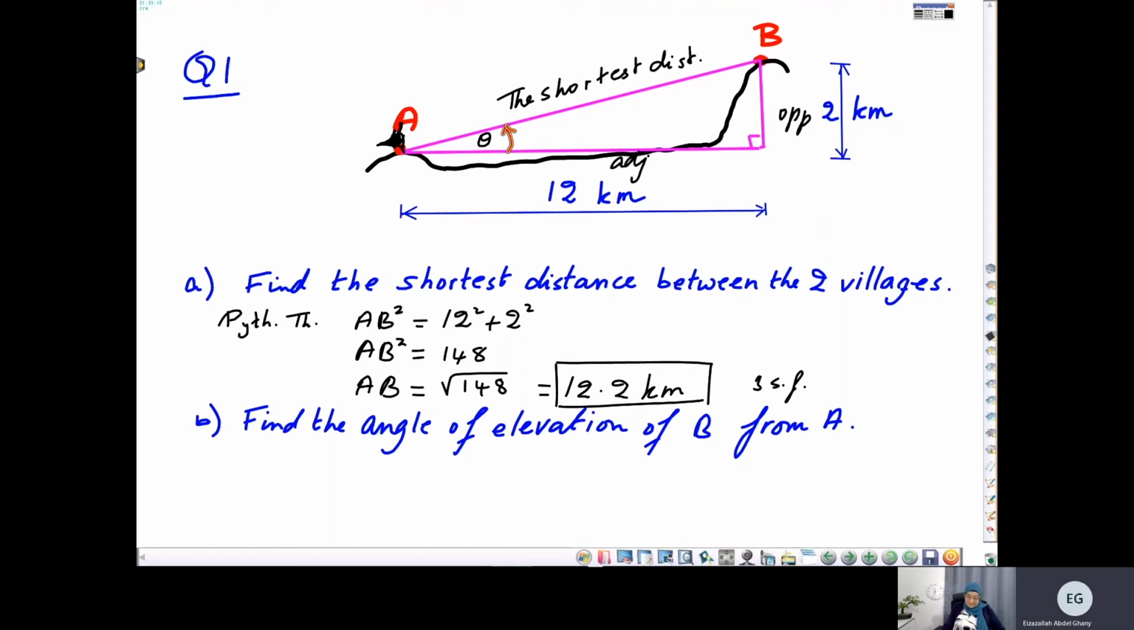So it is tan. So this angle theta is tan inverse. Now we are getting professional. Opposite over adjacent. Shift tan 2 over 12 equals 9.5 degrees. All angles should be given to one decimal place. Next question.